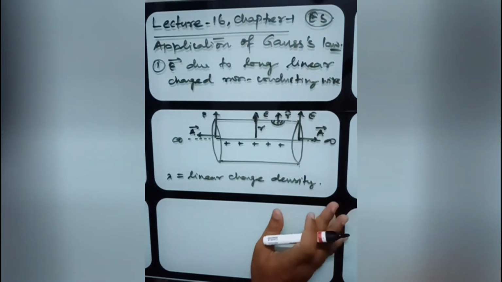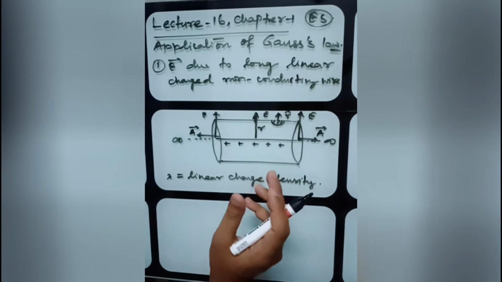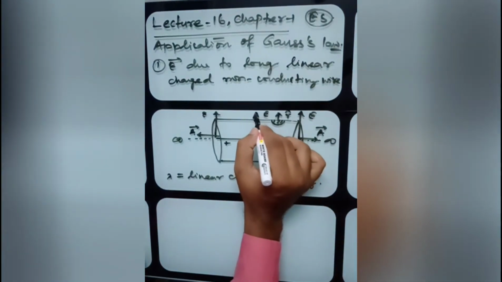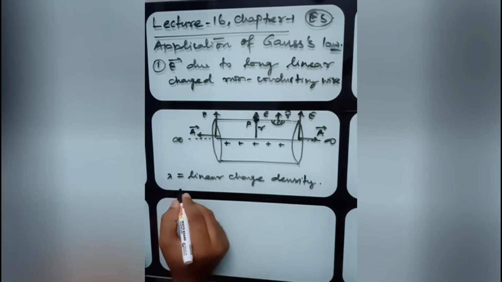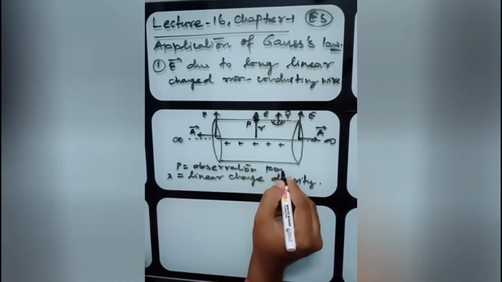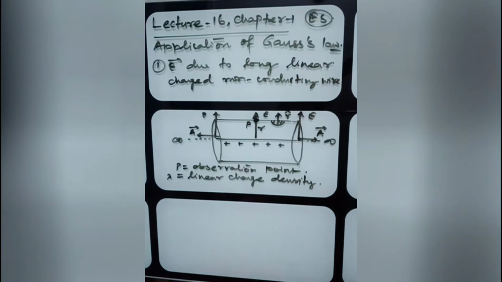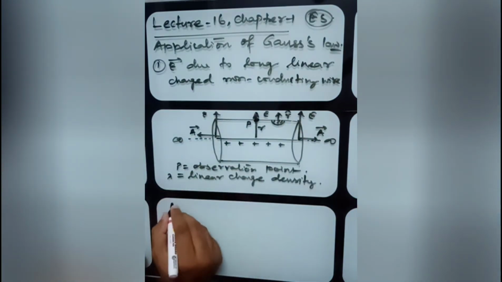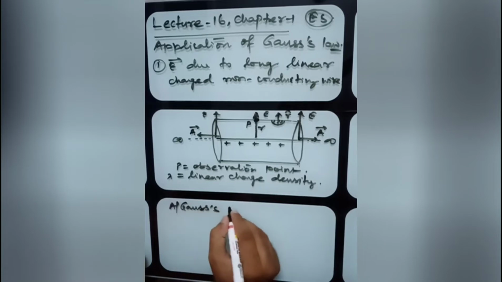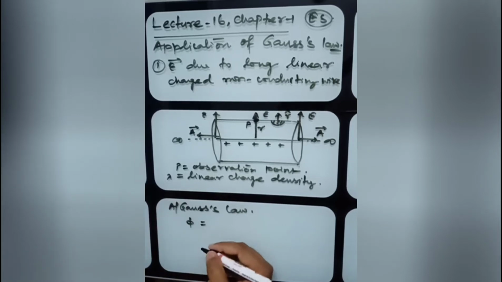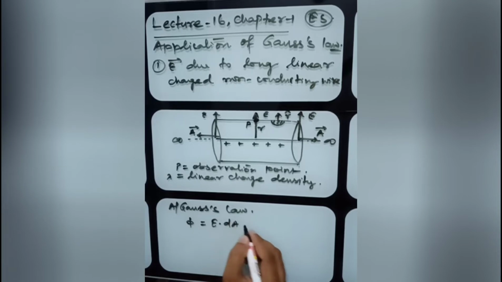Now using this Gauss law, we will find out the electric field due to this conductor. What is our observation point? This point is P. P will be our observation point, at which we have to find the electric field. Okay, students. Now, according to Gauss law, we can write here phi net is equal to the closed integral of E dot dA.